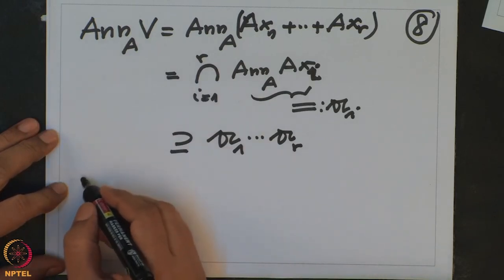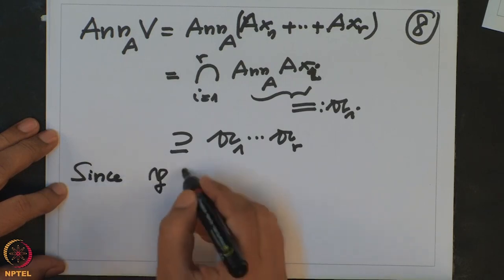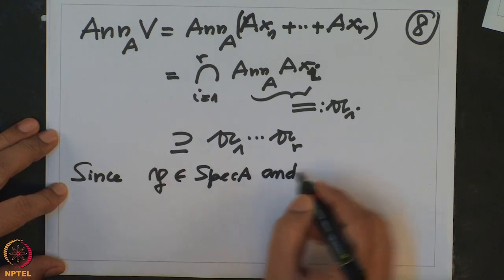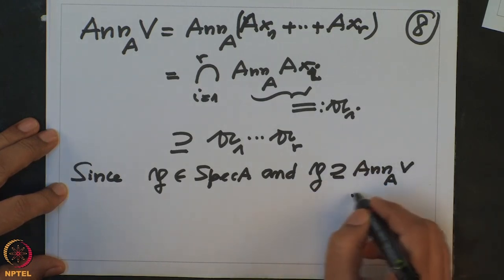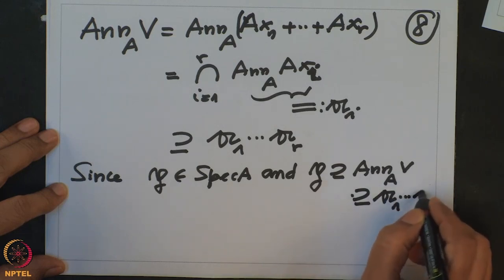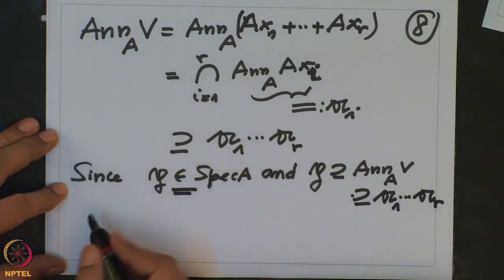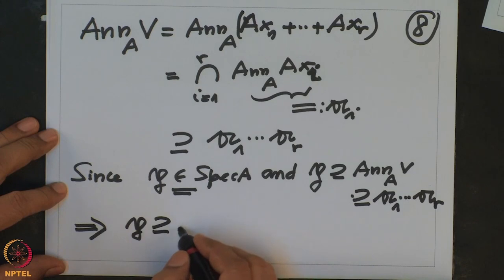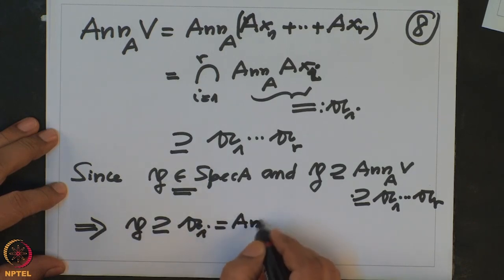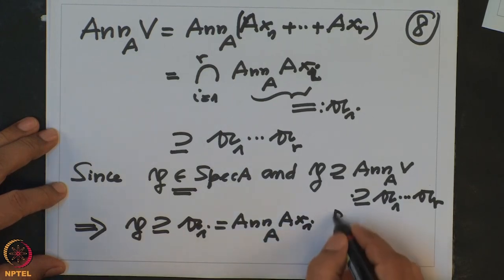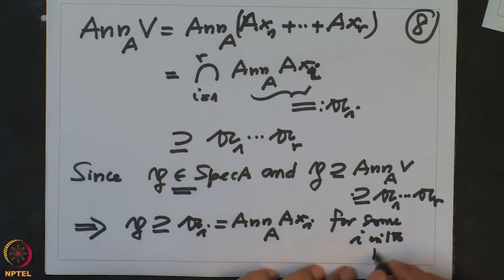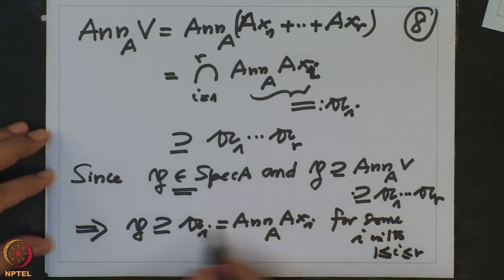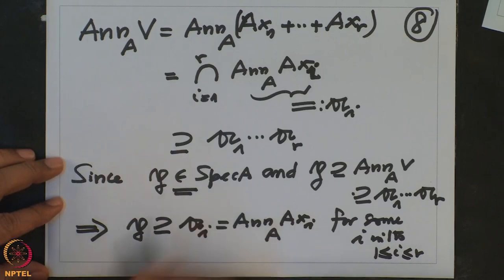And now we had given P. So since P is a prime ideal and P contains the annihilator of V, which contains the product, and because it's a prime ideal, therefore it will contain one of them. So therefore P contains AI, which is the annihilator of AXI, for some I with 1 less than or equal to I less than or equal to R. There exists an I so that P contains this ideal AI. This is where we have used the fact that P is a prime ideal.